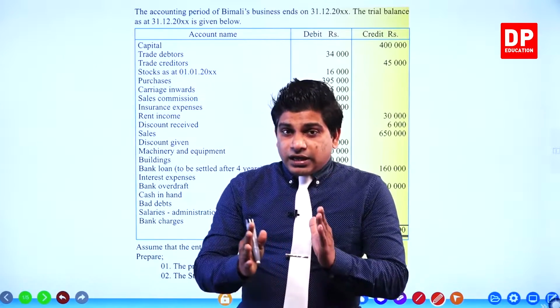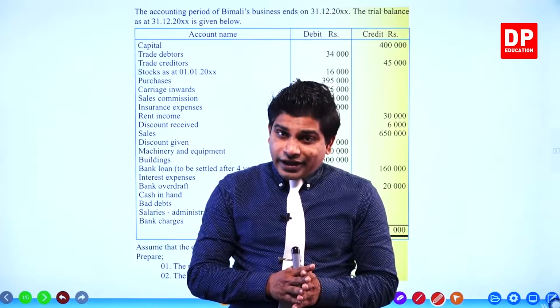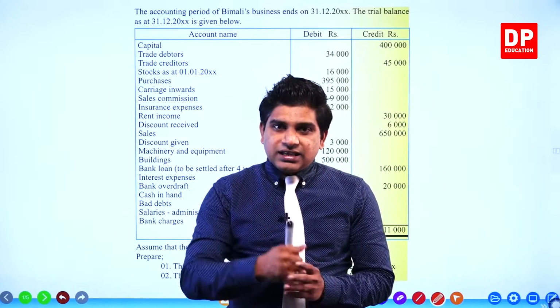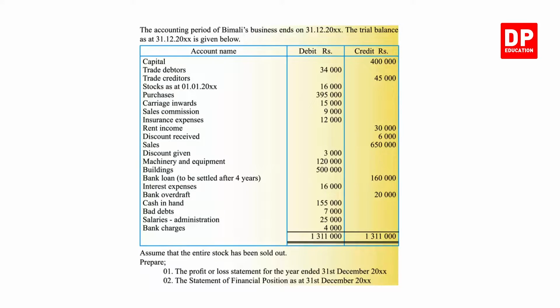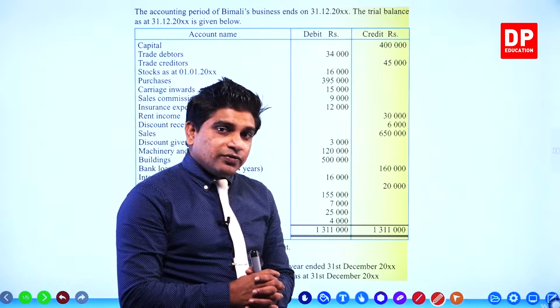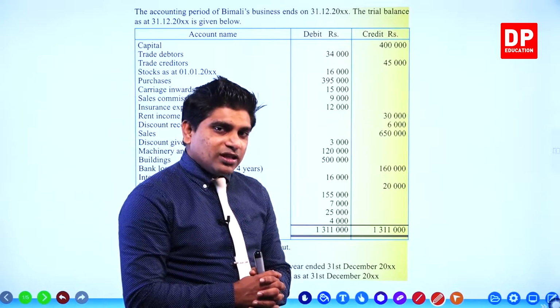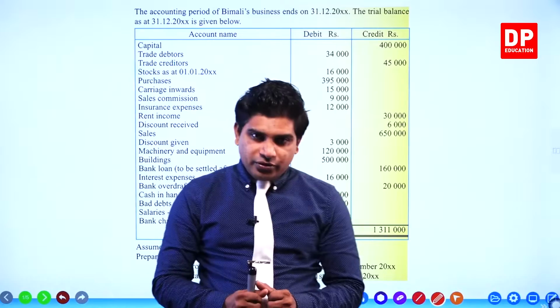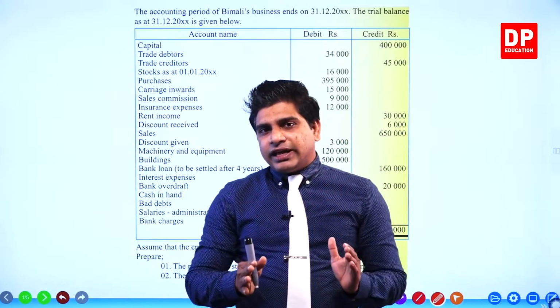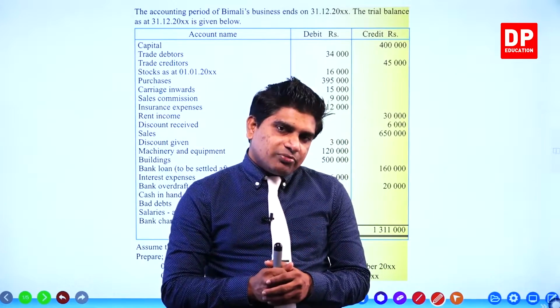Now, everyone turn to your textbook activity. You can see it on the screen. I am going to do the textbook activity now, the profit and loss statement and the statement of financial position both. Before I go to the question, I will give you a summary. What are the details to be taken to prepare the profit and loss statement?